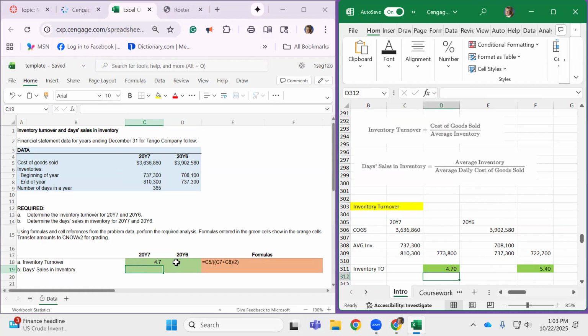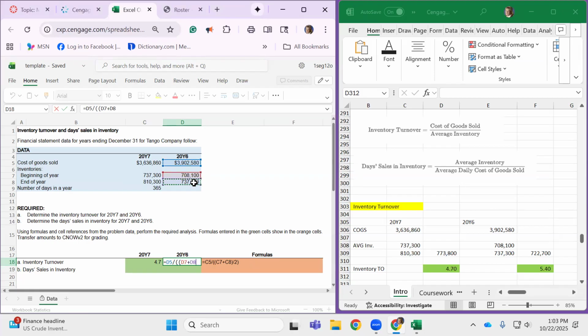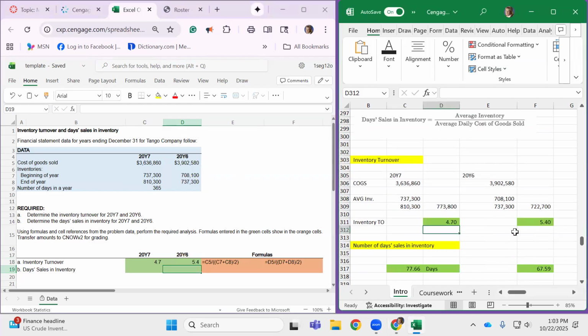And all right, so now we'll do that one for this one from the year before, equals the cost of goods sold divided by, open parentheses, we'll put 2 in. We want the beginning inventory plus the ending inventory, close parentheses, divided by 2, close parentheses. Enter. So 5.4. Yep. There's the 5.4.